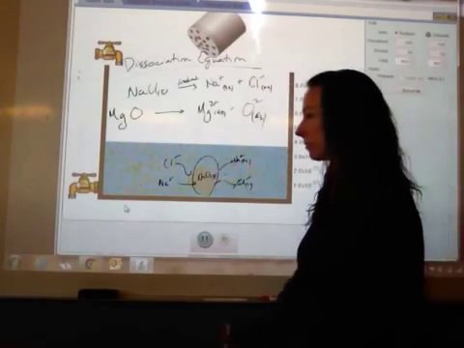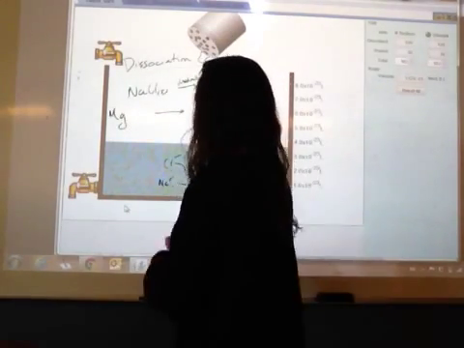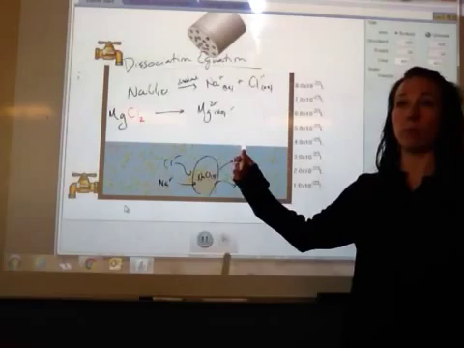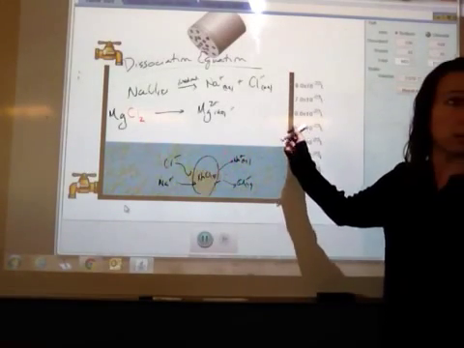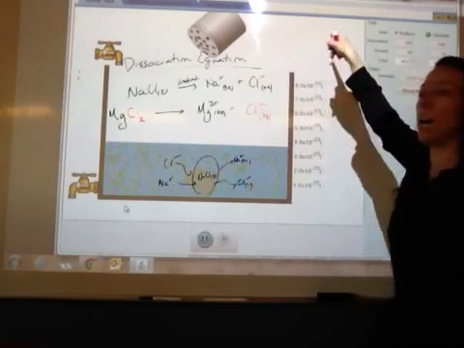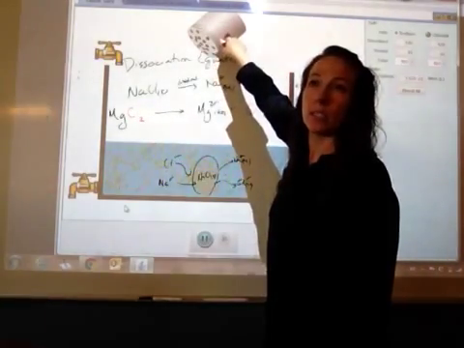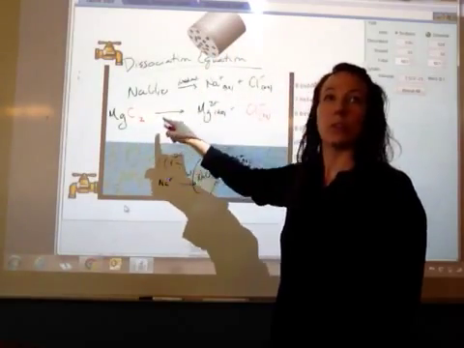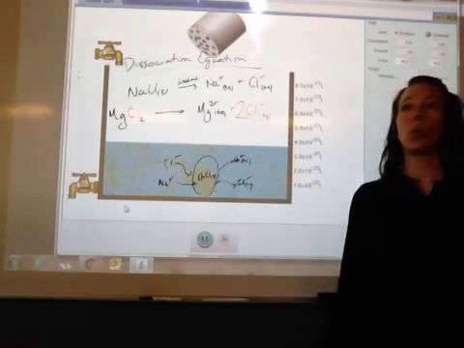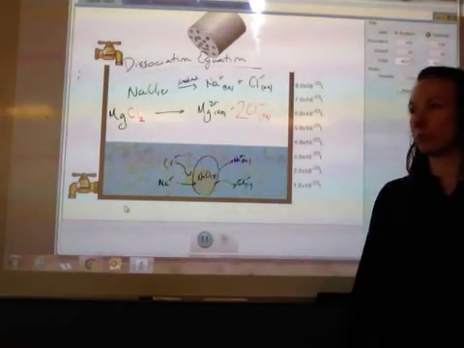Yes? Okay. Magnesium chloride, MgCl2. This is going to dissociate into Mg2+ and Cl- aqueous, right? But in my crystal lattice structure, how many chlorides do I have for every magnesium? Two. See that? Two chlorides for every magnesium. So I need this big two.